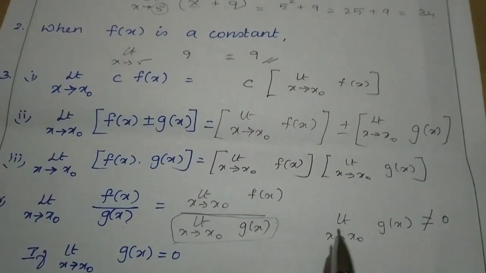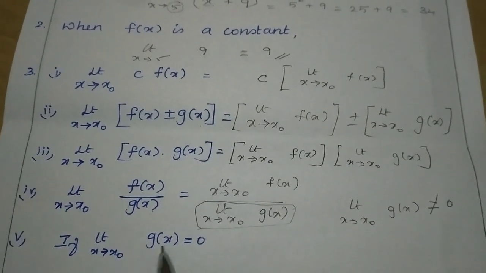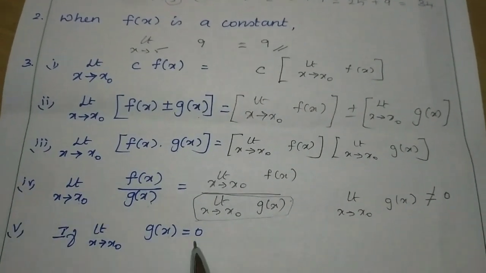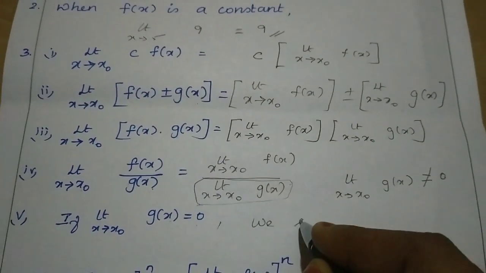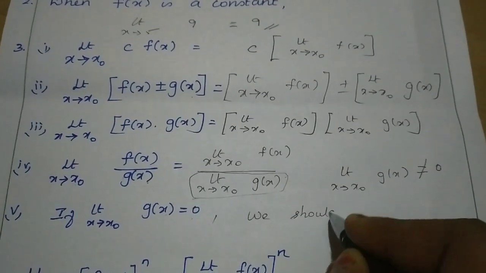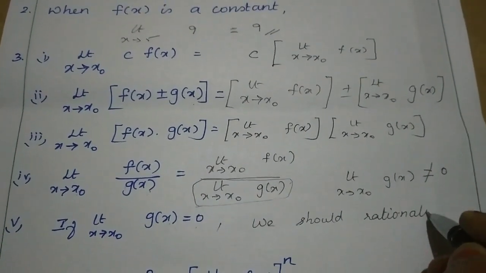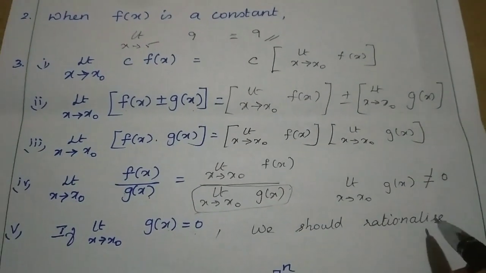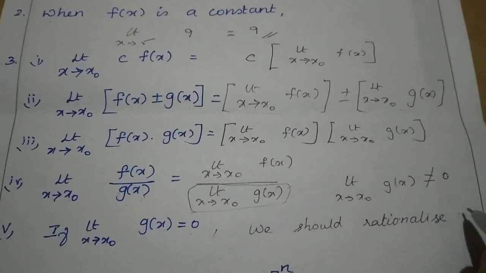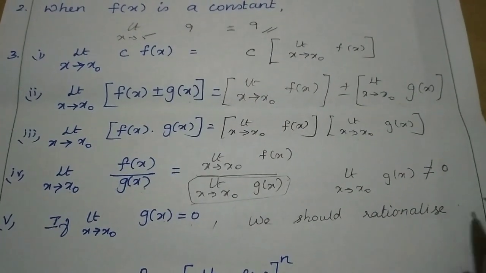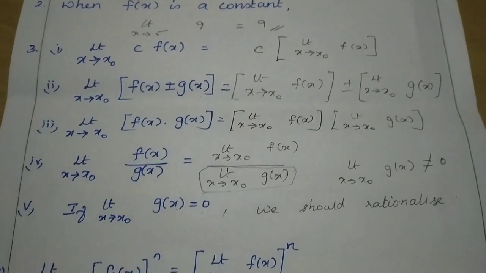Suppose in the g of x value, the denominator value, after applying the limit, it becomes 0, then what we should do is rationalize. I think you know what rationalize is. Rationalize means multiplying and dividing by the conjugate for the denominator or the numerator. So we should rationalize the numerator or denominator depending on the question.